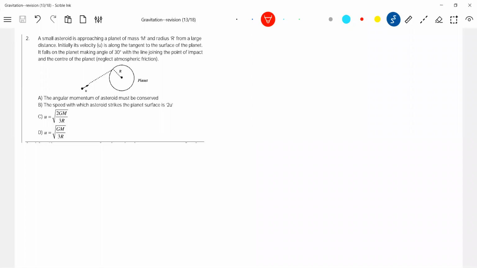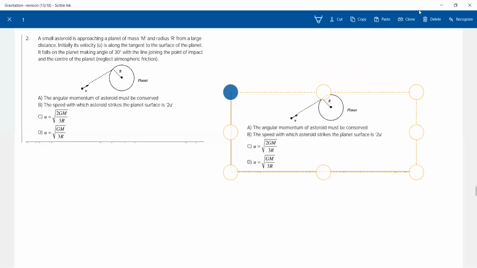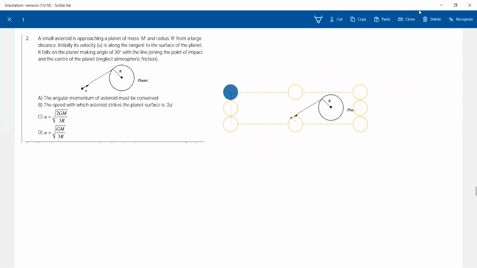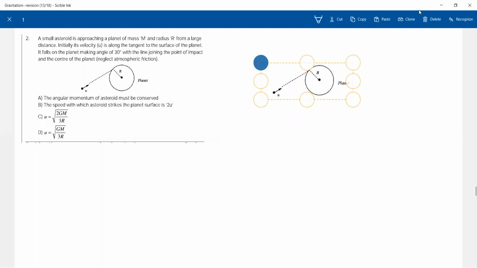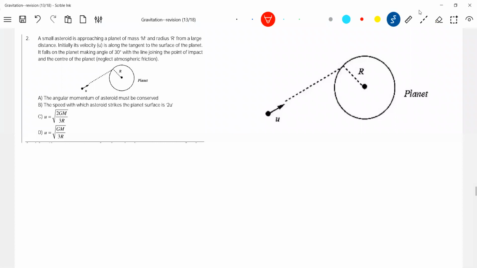If it falls on the planet making an angle 30 degrees with the line joining the point of impact and the center of the planet, then it is asking what all the conditions. Let me take the same diagram. Here only. So the velocity falls on the planet making an angle 30 degrees with the line joining the point of impact and the center of the planet.